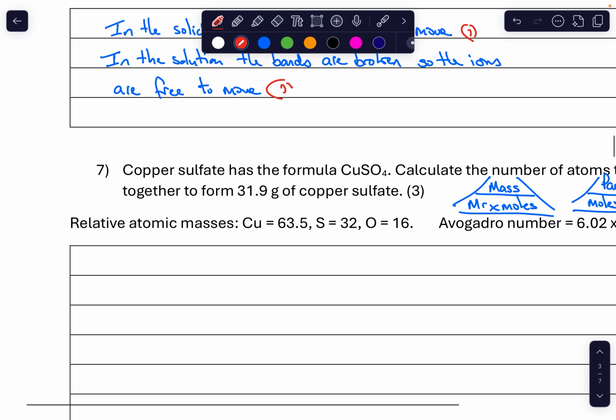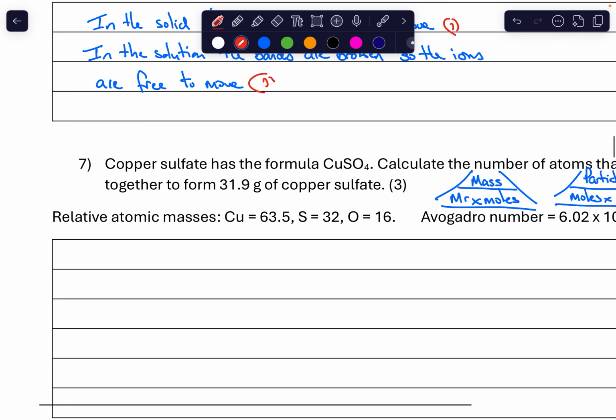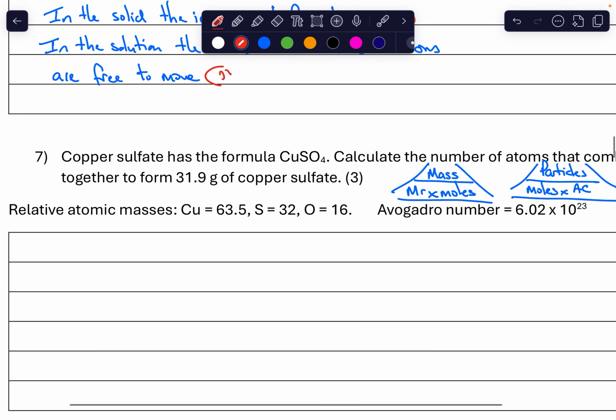Okay, calculation. Here I've written down two triangles. You need to know these triangles. You're not going to be given these triangles in the exam. And this question, this is a tough question. This would be a higher paper question. And you need to use both of these triangles in your answer.